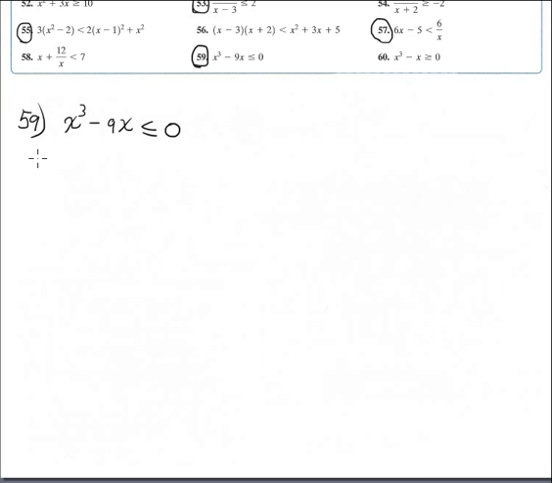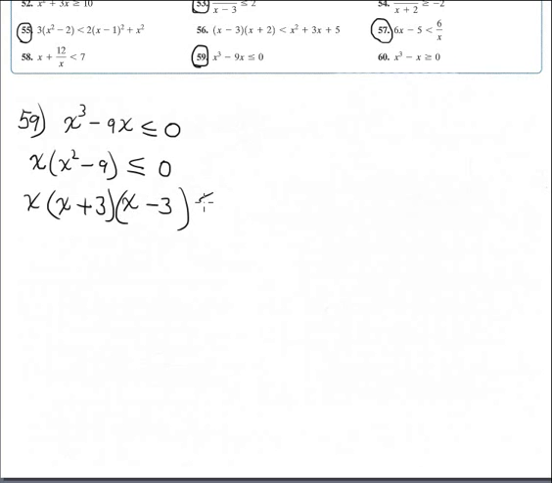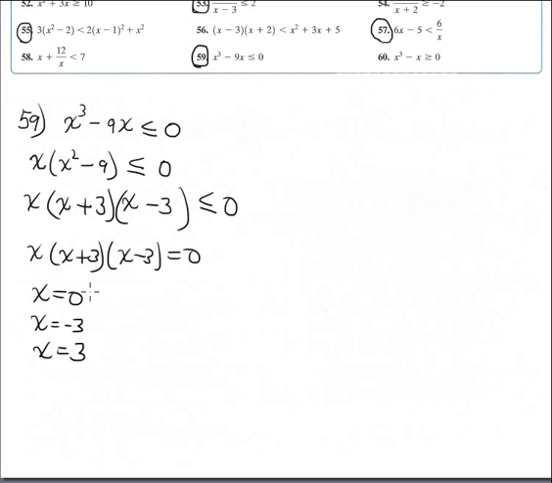So now you are doing the greatest common factor, which is x squared minus 9 less than or equal to 0. Now after the difference of squares factorization, x times (x plus 3)(x minus 3) less than or equal to 0. So now the equation is x plus 3, x minus 3 equal to 0, then x is 0, x is negative 3, and x positive 3 is the critical value.